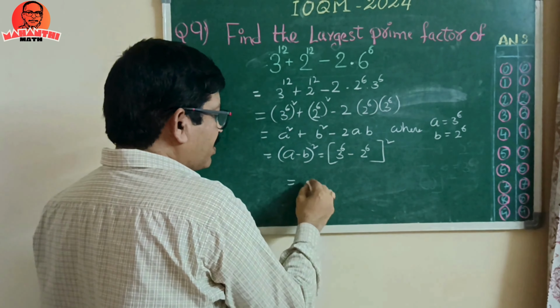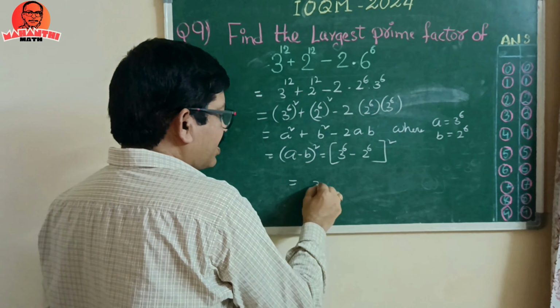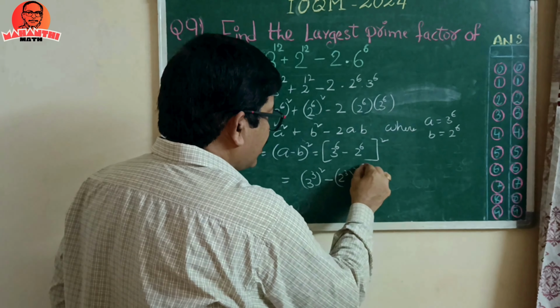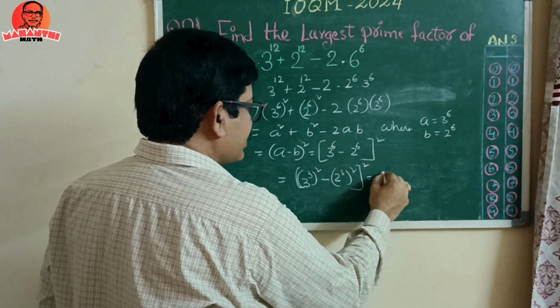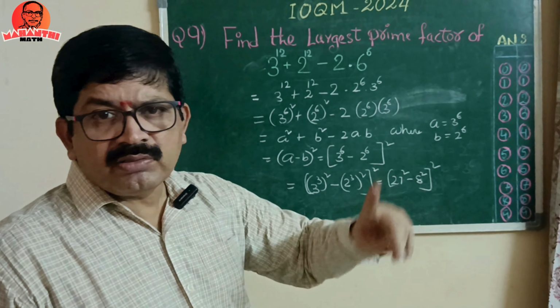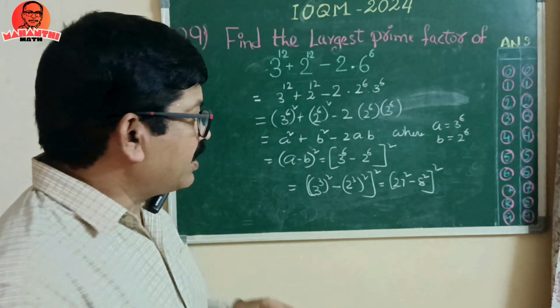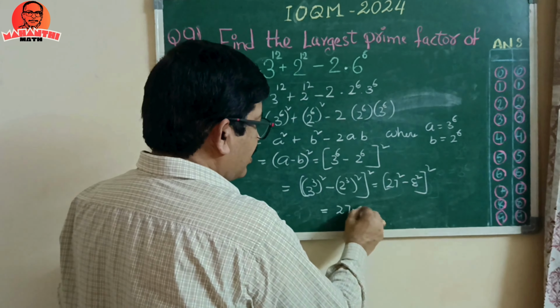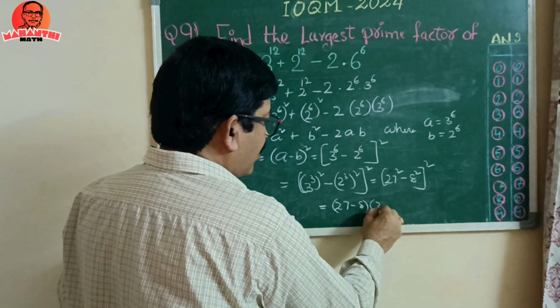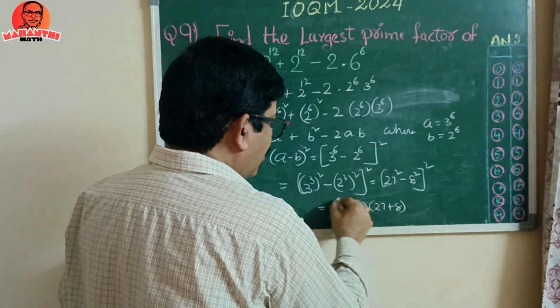Now you see, 3 power 6 you can write 3 cube whole square. 2 power 6 we can write 2 cube whole square. So this is 27 square minus 8 square, whole square. Again here one more algebraic identity we can apply: a square minus b square equals a minus b into a plus b. So it is (27 minus 8) into (27 plus 8), whole square.